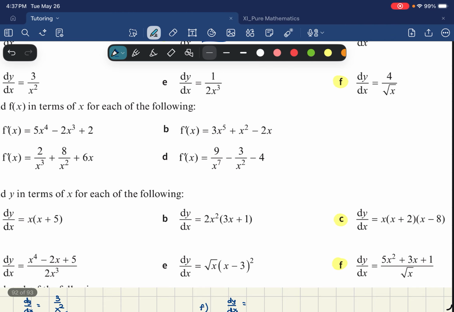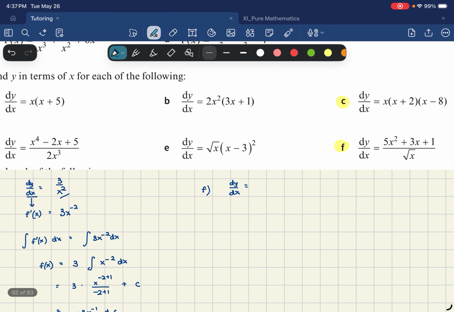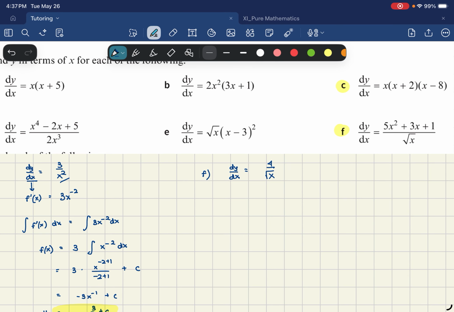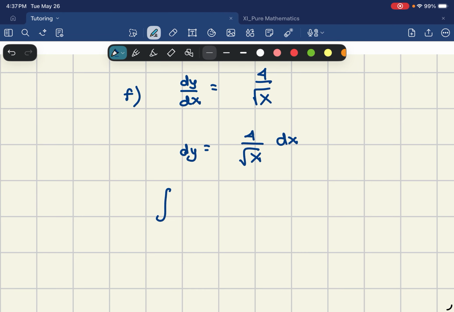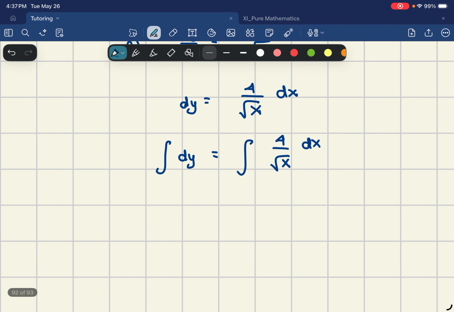And now let's do f. F is dy by dx is equal to 4 over root x. So another way that you might be shown how to do it is that you might be told to multiply by dx on both sides. And we get this expression. And now if you integrate dy, and you can integrate 4 over root x dx. Basically, dy just means you have very, very small pieces of y being added together. The integration operator adds things together. You are adding infinitely many small pieces of y. So if you add them together, you are going to get y.